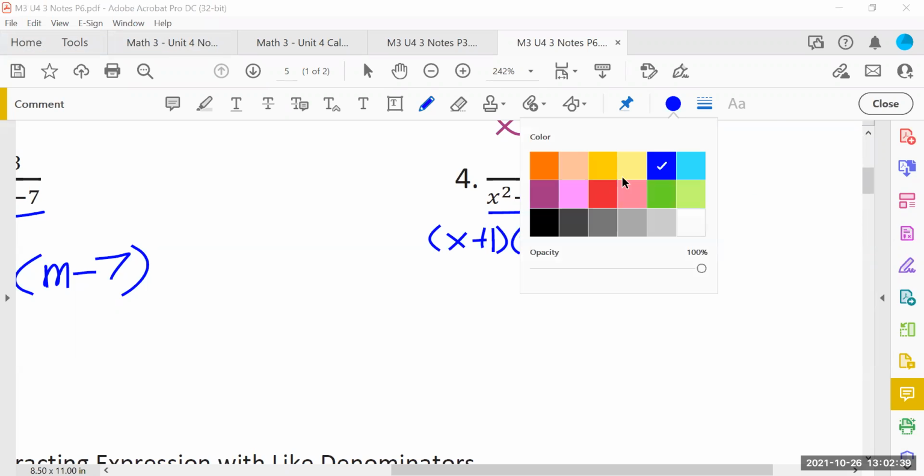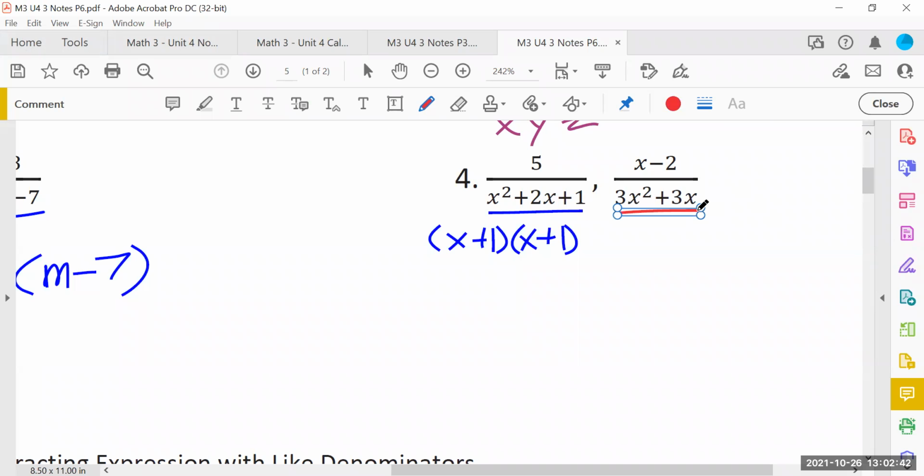For the second one, I need to factor out, looks like 3x. They both have a 3x in them, so I can take that out. 3x, left with an x plus 1 behind.